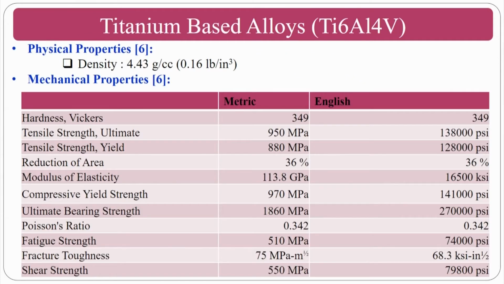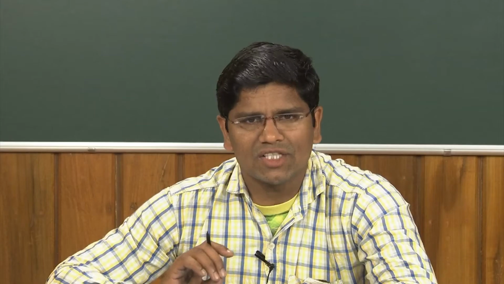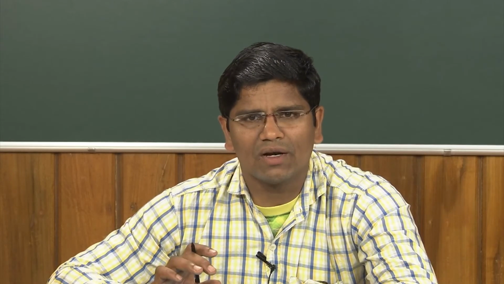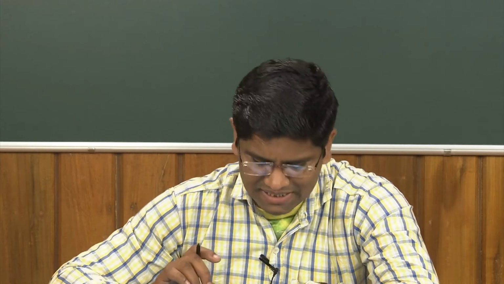These are the physical properties as well as the mechanical properties of the titanium based alloys. You can go through the table for your convenience. What are the various values like hardness, tensile strength, modulus of elasticity, and all those things. If you see the machining process, it looks like a ductile material because it is a soft material, even though it is a super alloy type of material, but it is basically a ductile material.